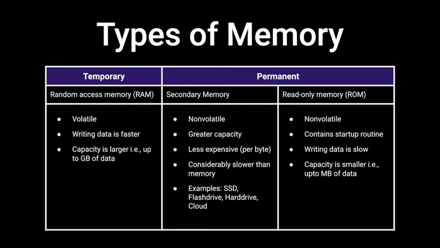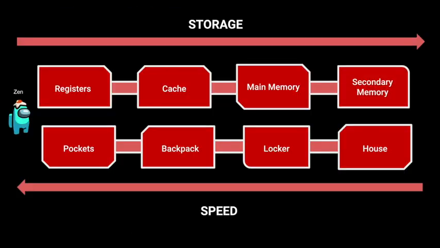Included in temporary memory are your registers, your cache, and your main memory or your RAM. As written, RAM is over here. If you notice from the earlier slide, our hierarchy over here, these memories, the ones that are temporary, registers, cache, and main memory, are the ones closest to your CPU. They are the fastest ones to access by the CPU.